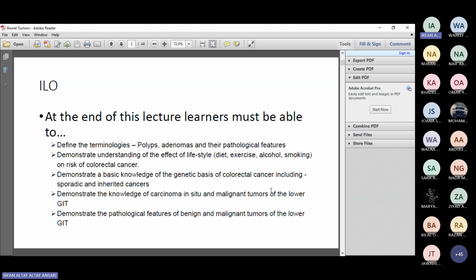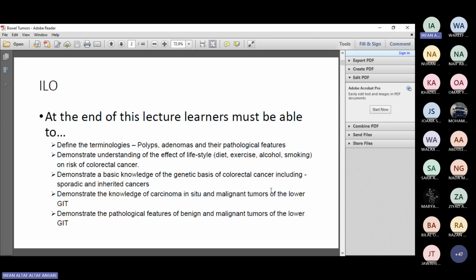Then, what are the risk factors of colorectal carcinoma, especially our lifestyle, how our lifestyle can affect our colon mucosa to go into neoplastic transformation. Then the genetic basis of colorectal carcinoma, where we need to see what the adenoma-carcinoma sequence is. Okay. Then how do you differentiate between sporadic and inherited cancers?